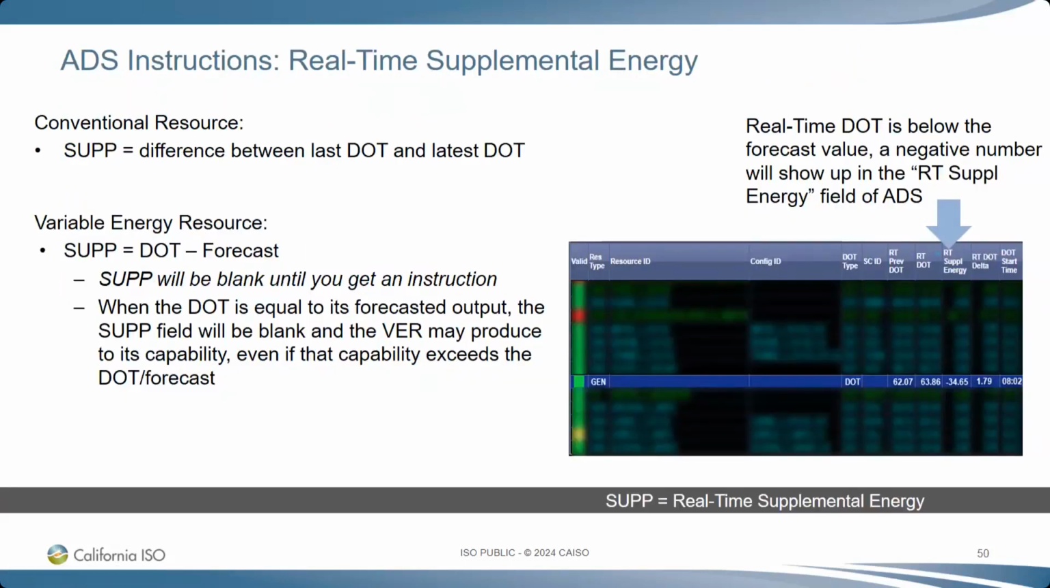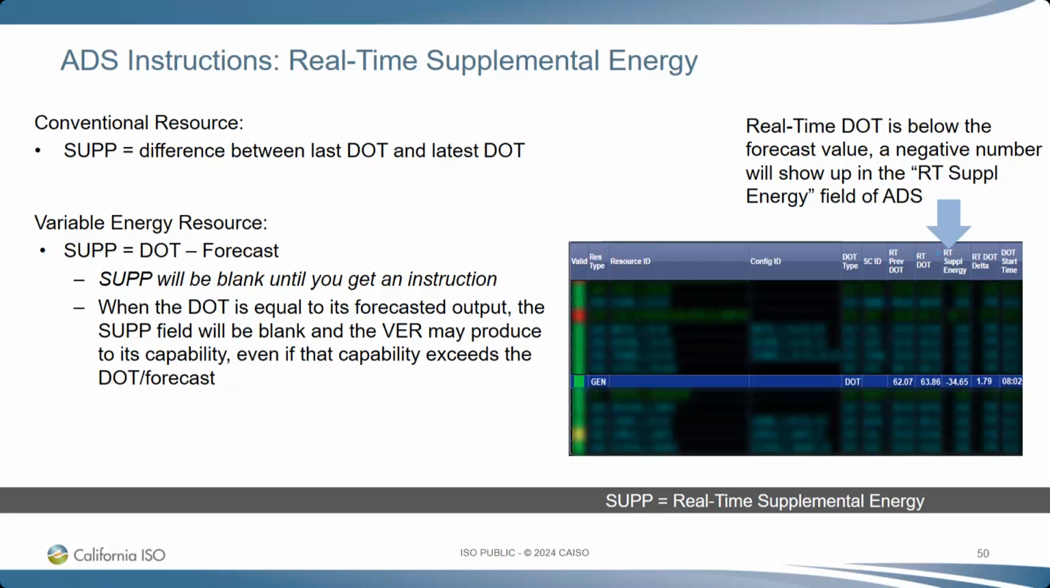One of the columns that we talked about when we looked at ADS before, and some of the ones that you wanted to have open, was the real-time supplemental energy field. It's one that we recommend to have open. This field does treat resources differently. It treats the variable energy resources differently than it does conventional resources. So for a conventional resource, the supplemental energy, or the SUP, is the difference between the last DOT and the latest DOT.